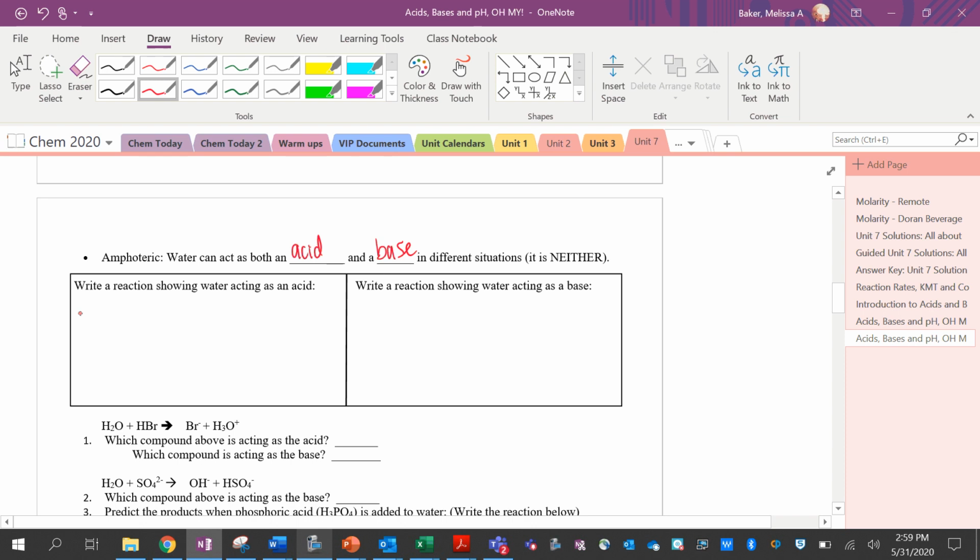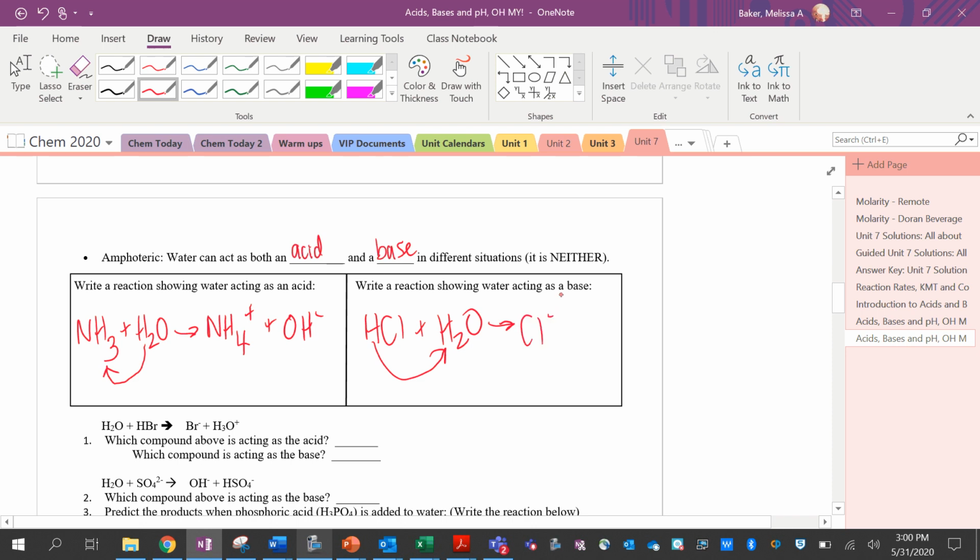It is neither. So again, showing water acting as an acid, we can use our NH3 example. NH3 plus H2O, water is acting as an acid because acids donate a hydrogen. And then water acting as a base would be like HCl plus H2O. This is accepting a hydrogen.